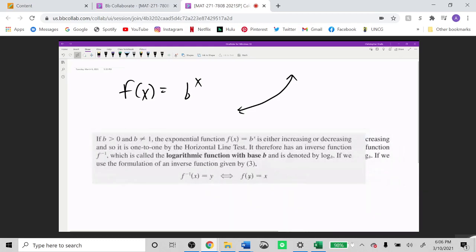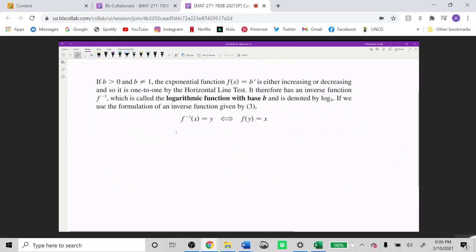If b is greater than 0 and b is not 1, the exponential function f of x equals b to the x is either increasing or decreasing on its entire domain. And so it's 1-to-1 by the horizontal line test. Therefore, it has an inverse function, which is called the logarithmic function with base b, and is denoted by log base b.